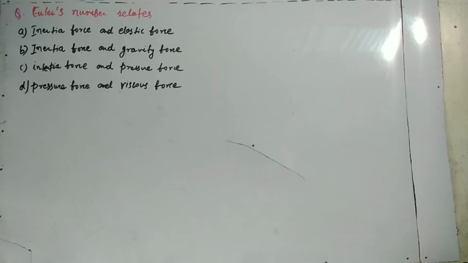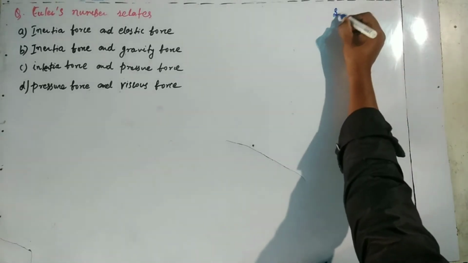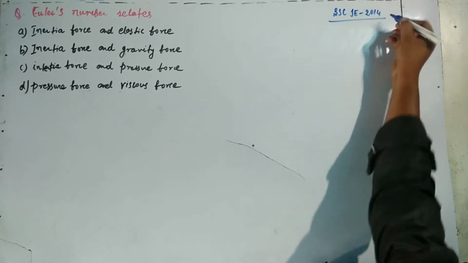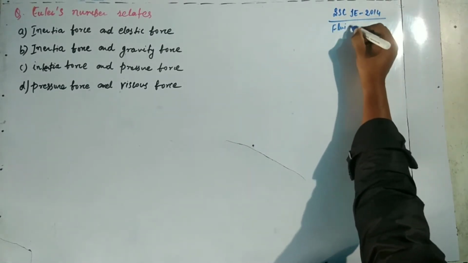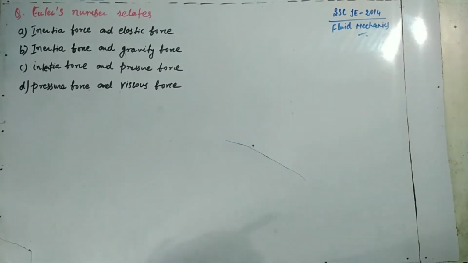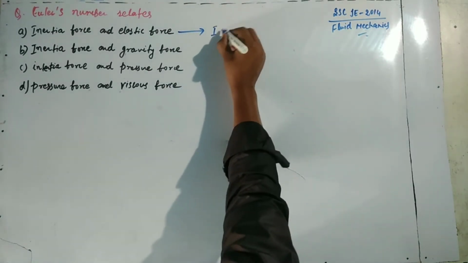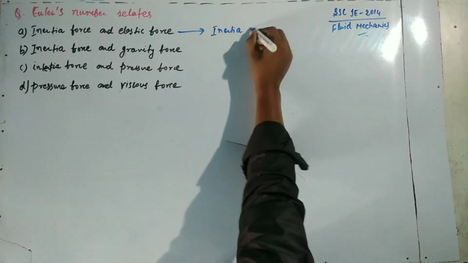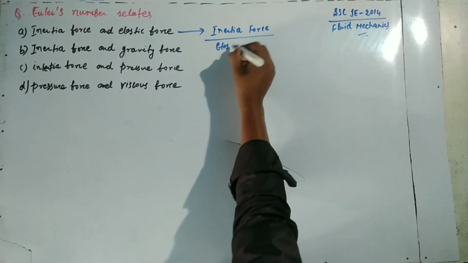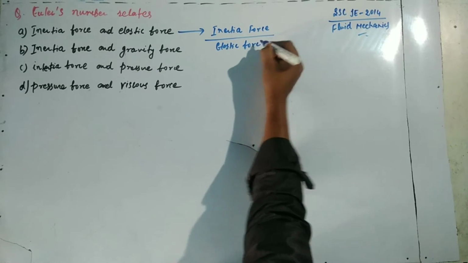We have to find what Euler's number is, or which term relates to Euler's number: option A, B, C or D. This question was asked in SSC JEE 2014, and it belongs to fluid mechanics. So we discuss all the options, then we can easily find Euler's number. In the first option, inertia force and elastic force.